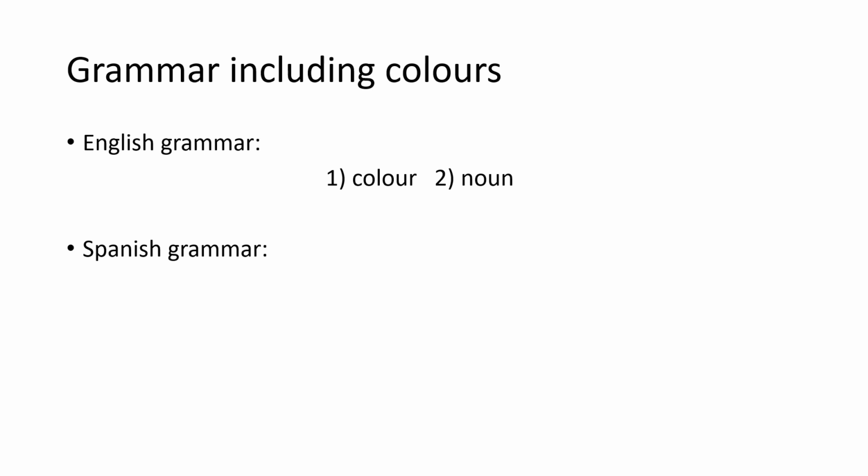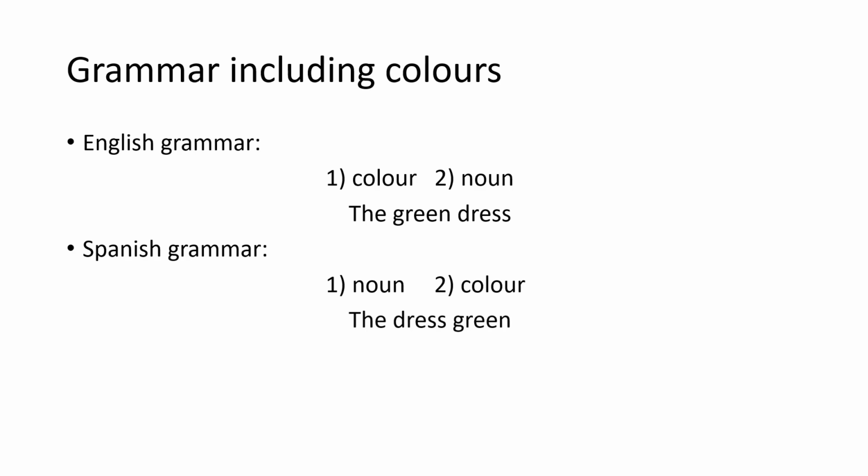Both languages have different grammars when talking about objects' colors. In English, the color comes before the noun. For example, the green dress, whereas in Spanish, the noun comes before the color. For example, the dress green, which in Spanish would be el vestido verde. El means the, vestido means dress, verde means green.